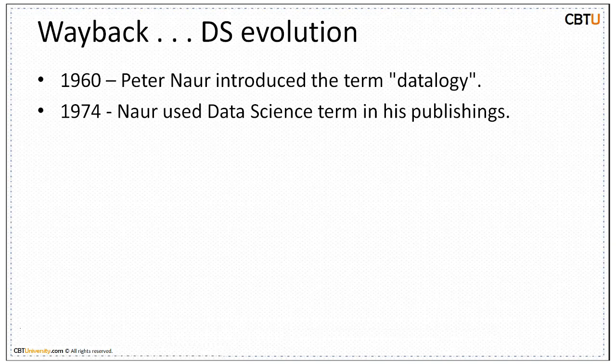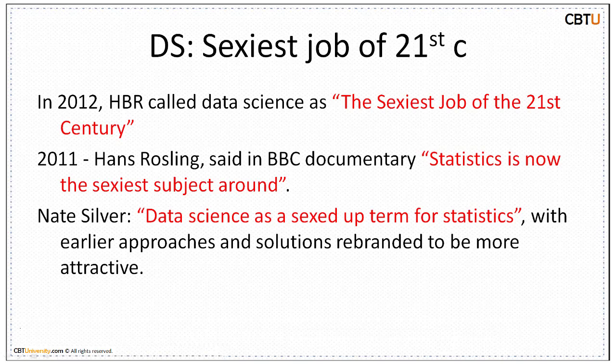Data science has been there for long, but it was first introduced by Peter Naur in 1960, and he used the term datalogy, and he used the data science term in his publications. And that is how everybody is attracted to the data science field. And from then on, data science got attention from everyone. In 2012, Harvard Business Review, HBR, added a glamour quotient to data science, calling it the sexiest job of the 21st century. In a BBC documentary, Hans Rosling said, statistics is now the sexiest subject around.